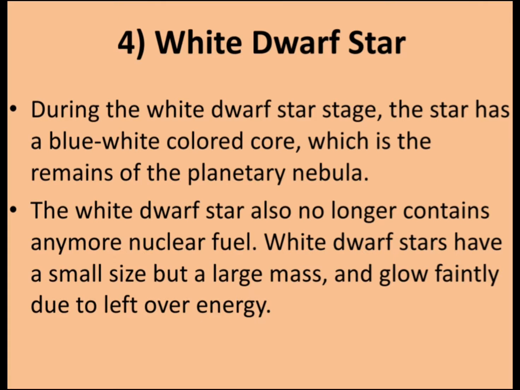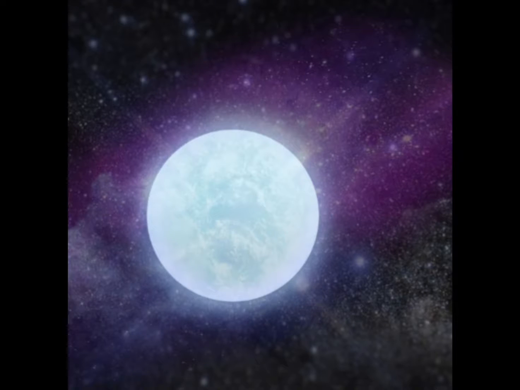White dwarf star. During the white dwarf star stage, the star has a blue-white colored core, which is the remains of the planetary nebula. The white dwarf star also no longer contains any more nuclear fuel. White dwarf stars have a small size but a large mass, and glow faintly due to leftover energy. And as you can see, this is a white dwarf star.